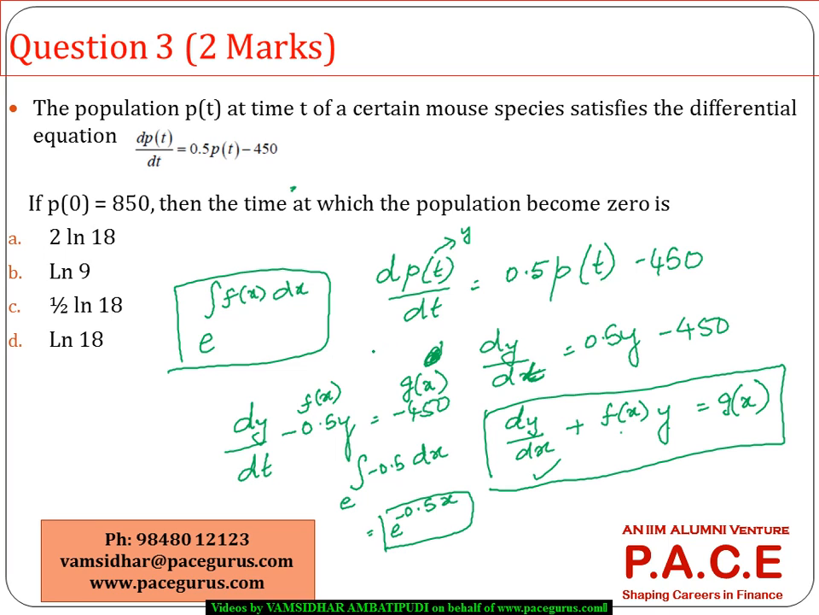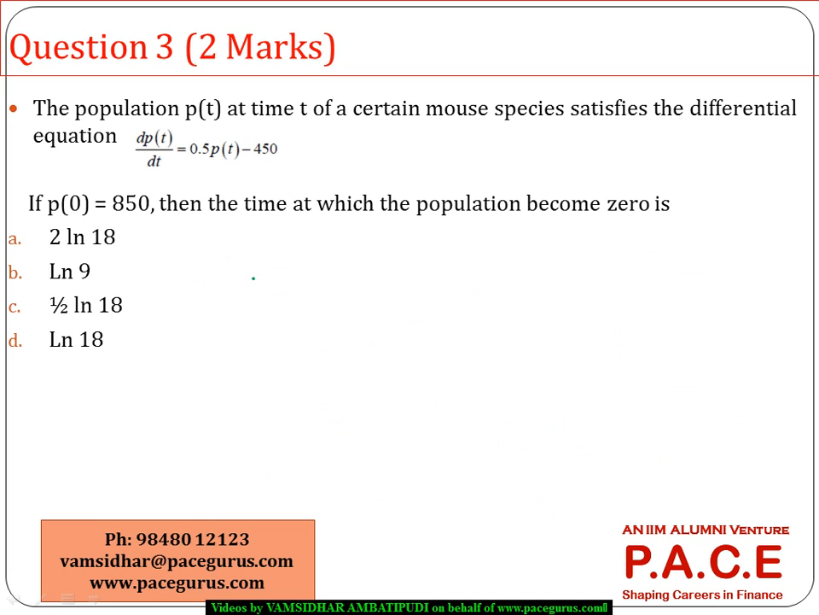Now how do I use that? I'll say dy by dt into e power minus 0.5x minus 0.5y e power minus 0.5x is equal to minus 450 e power minus 0.5x. This is the expression.